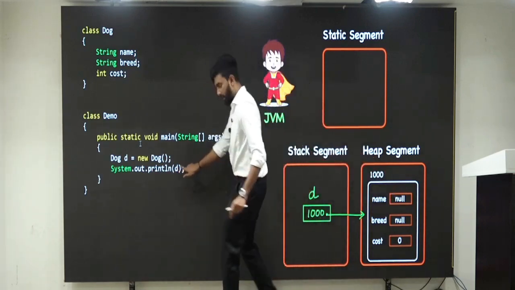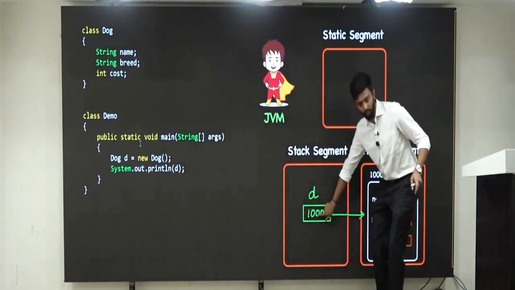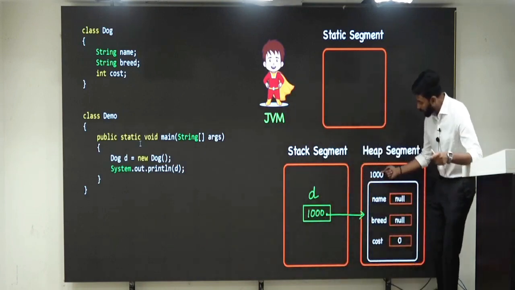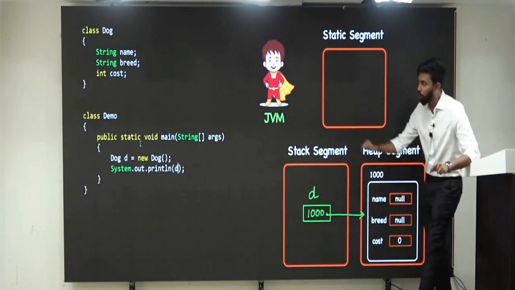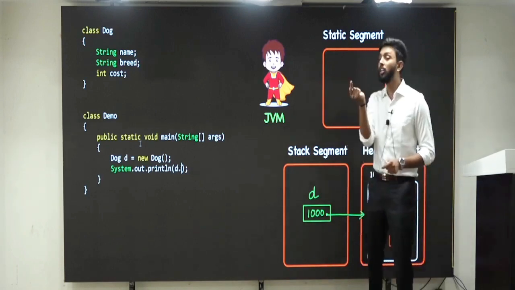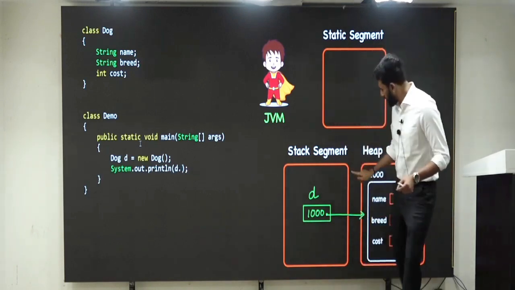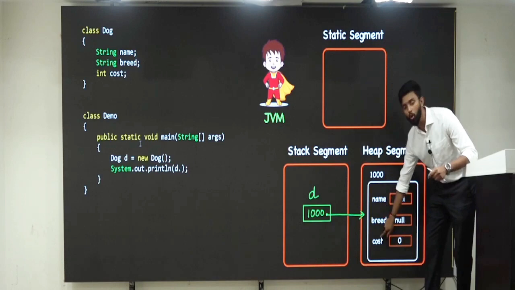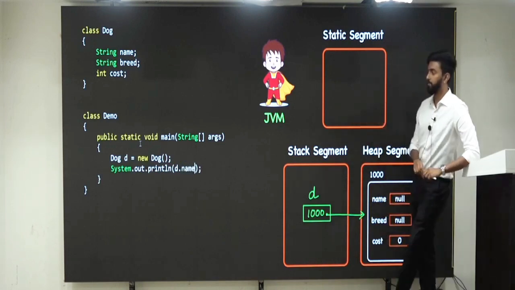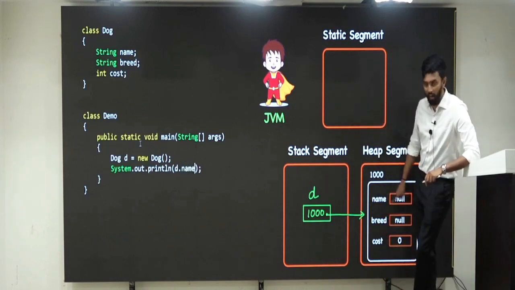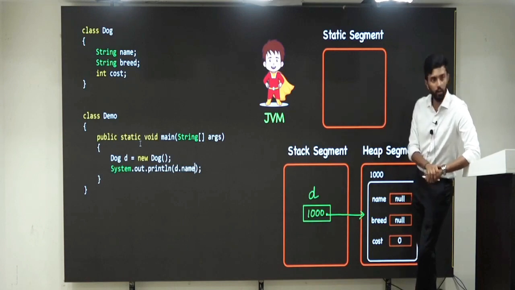See here. D means, what is the 1000? I'll reach here. I want to go inside. How to go inside? Dot. Dot means go inside. Three fellows are there. Which do you want? Name. Tell that. What is the value of name? Null. Null gets printed. Clear till here?